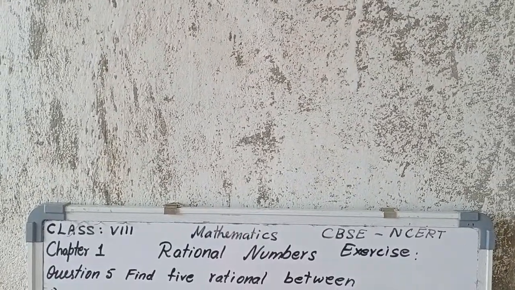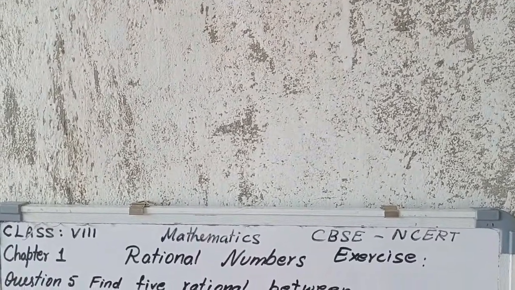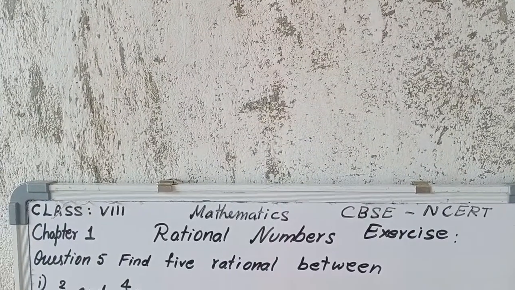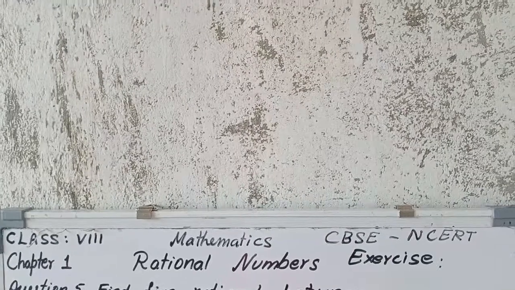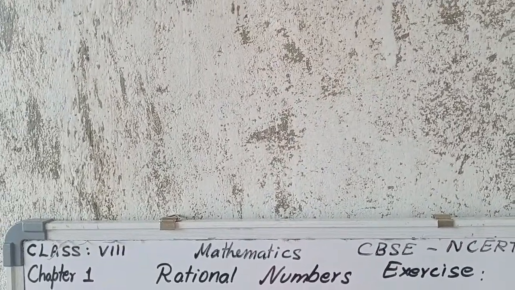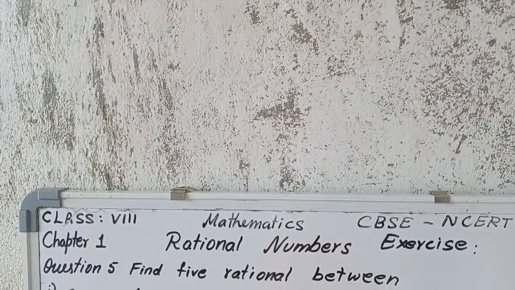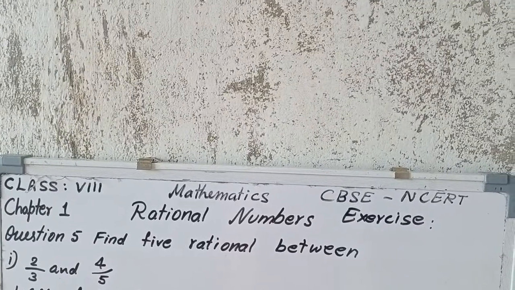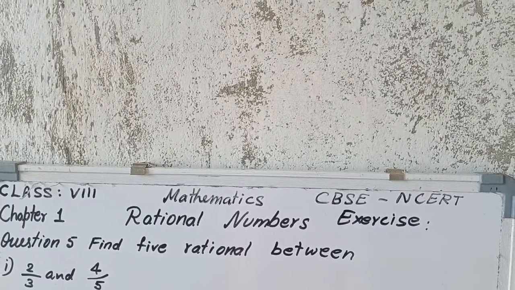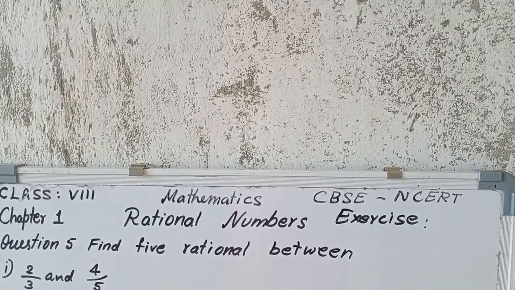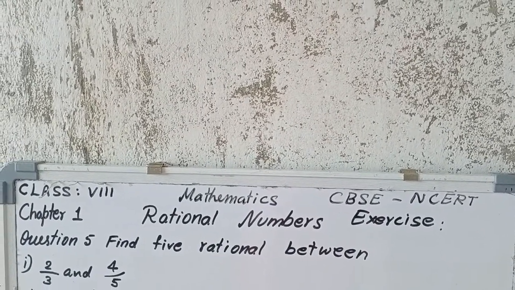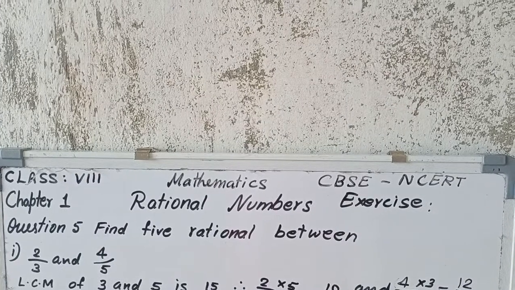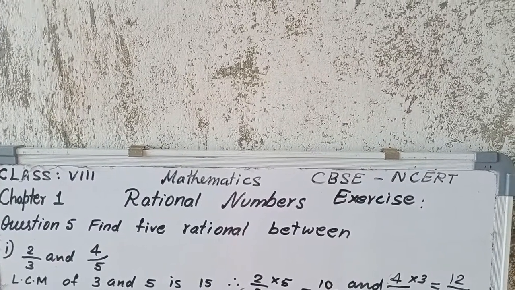Chapter 1, Rational Numbers, exercise 1.2, question number 5: find 5 rational numbers between the given numbers. Let us see 2 by 3 and 4 by 5. For these questions, how can we find numbers between these rational numbers? The first step is you have to take the LCM of 3 and 5.